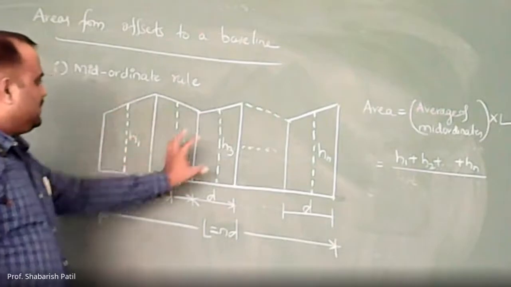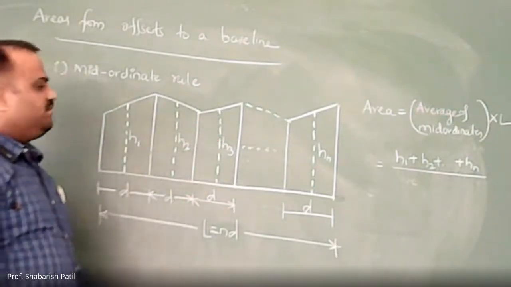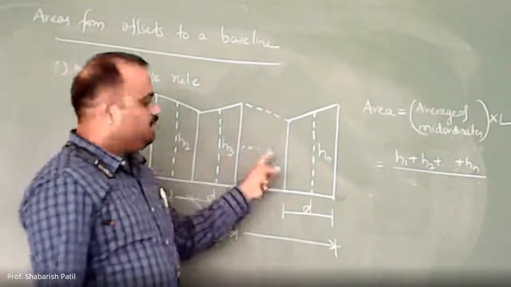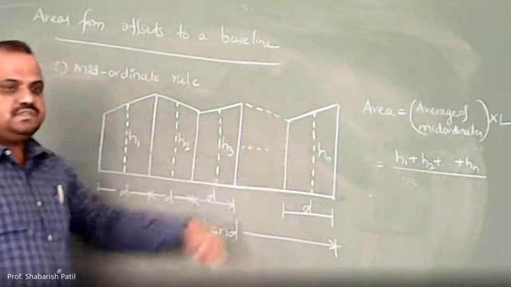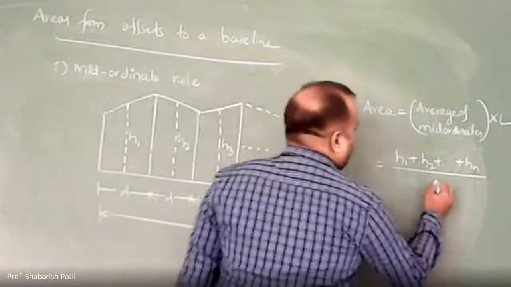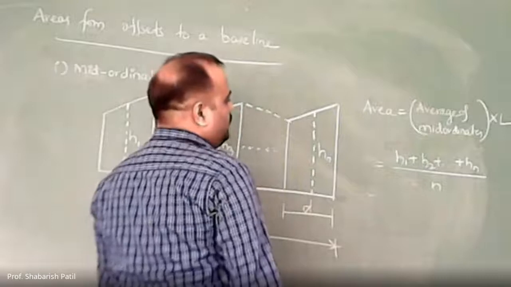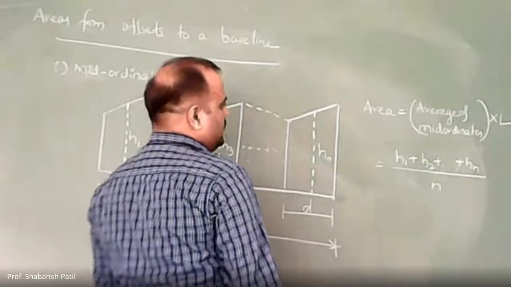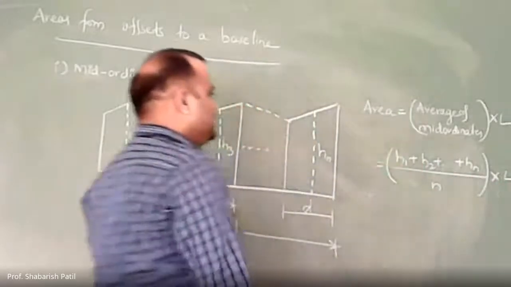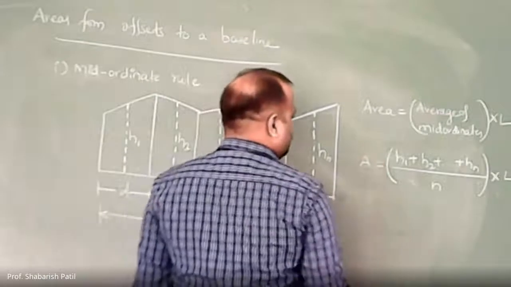If I have only 3 segments, then the number of mid-ordinates is 1, 2, 3. If I have 4 segments, then the number of mid-ordinates will be 1, 2, 3, 4. If I have n number of segments, then the number of mid-ordinates will be n. So, average of mid-ordinates is sum of all the h divided by n, multiplied by n. Okay, this is one formula what you have to remember.